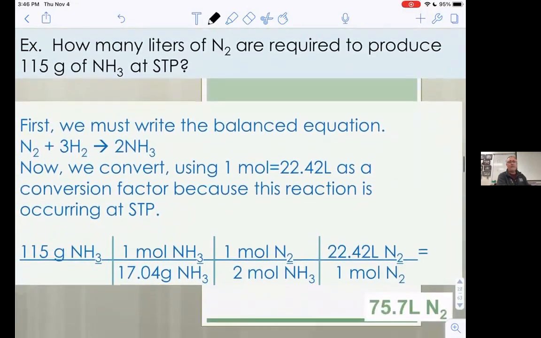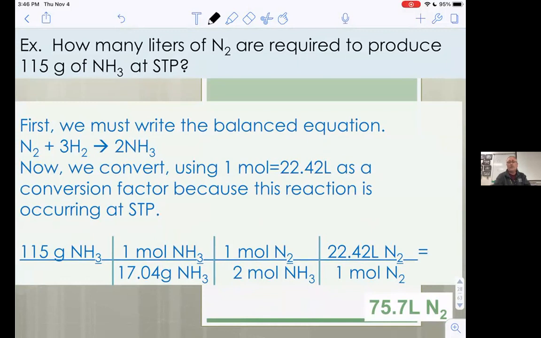So there we are. There's the balanced equation: nitrogen, 3 moles of hydrogen. It's a 3-to-2 ratio with the ammonia and a 3-to-1 ratio with the nitrogen, or a 2-to-1 ratio from the ammonia to the nitrogen. So we're given 115 grams of ammonia. The molar mass is 17.04. The conversion factor, like I said, is 1 mole of nitrogen to 2 moles of ammonia, and then use Avogadro's law, which is 22.4 liters is 1 mole of any gas at STP, and get your answer.